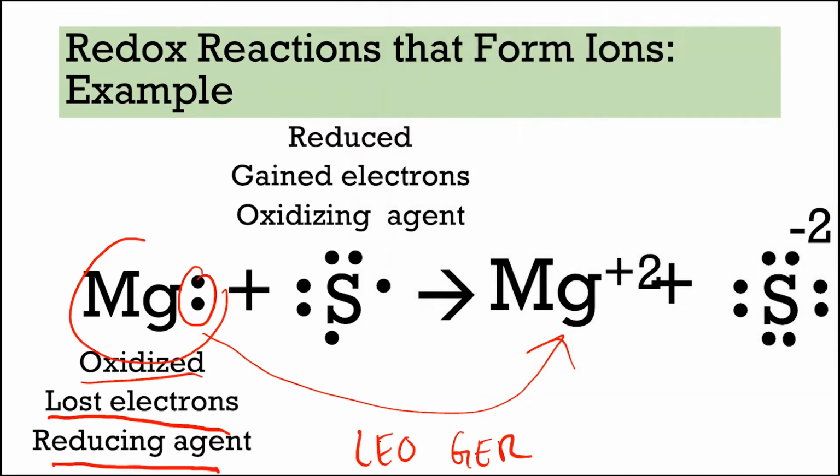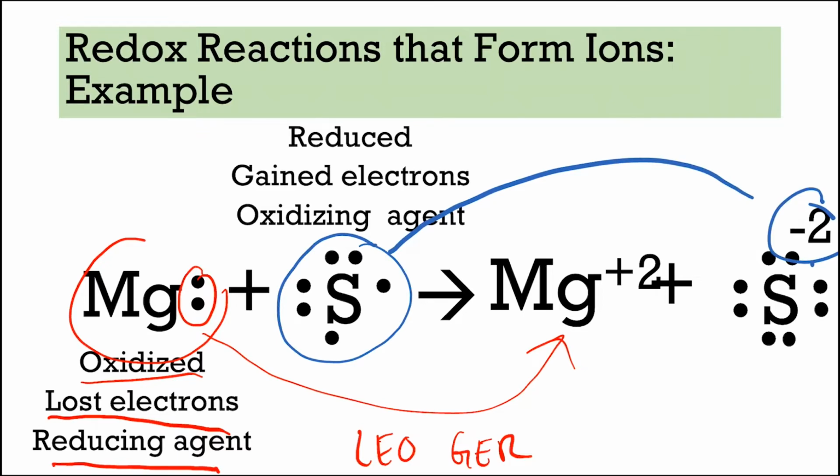Now, if we look at sulfur, it has 6 valence electrons. At the end, now it has 8. So in order to get from 6 to 8, you have to gain electrons. So again, gaining electrons is being reduced, and whatever is being reduced acts as the oxidizing agent.